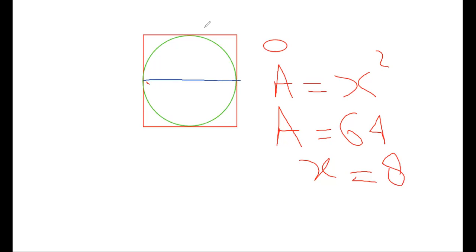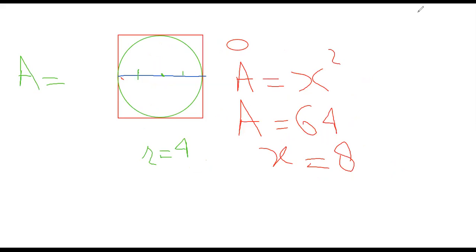This is the center of the circle. So this length and this length is 4. This will be the radius. So the area of the circle is, what is the formula, if you can recall? Pi r squared.